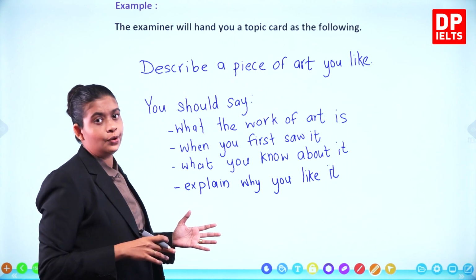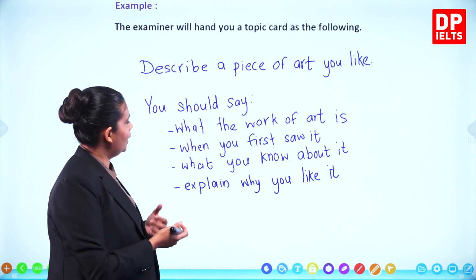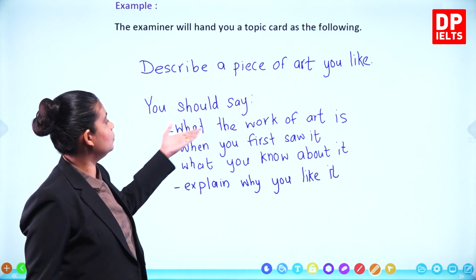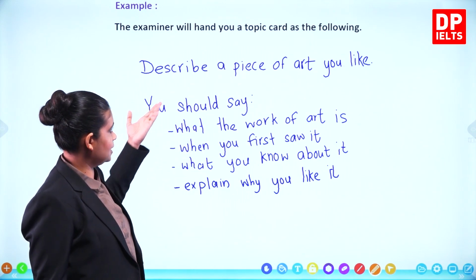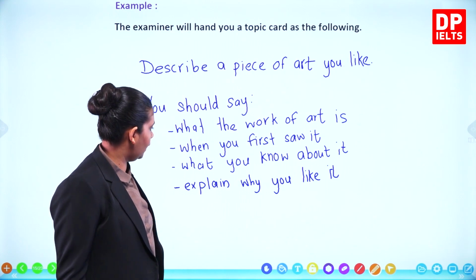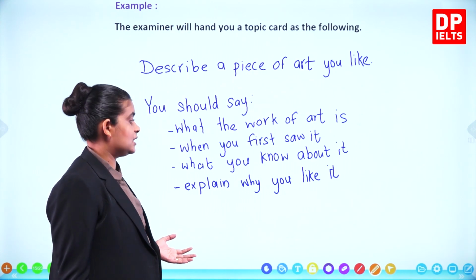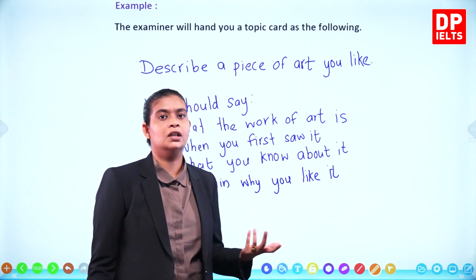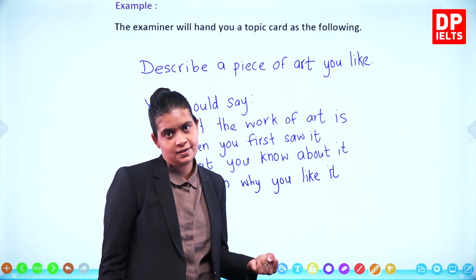Right, so you could get a card like this. You'll have to describe a piece of art you like. So you should say what the work of art is, present tense, because what you like. When you first saw it, okay, what you know about it, and explain why you like it. So have a look at what kind of answer could you build up on this, okay?